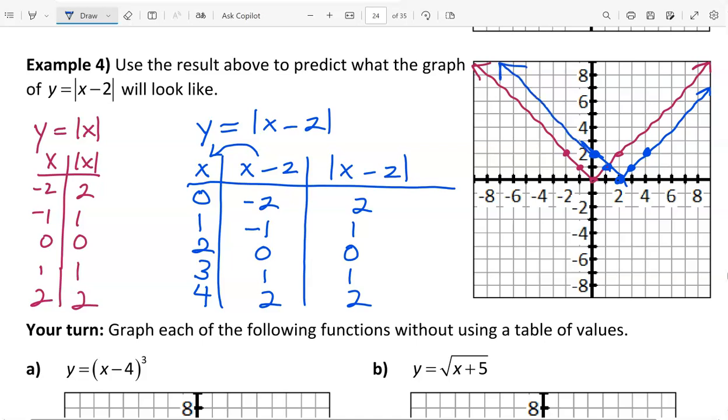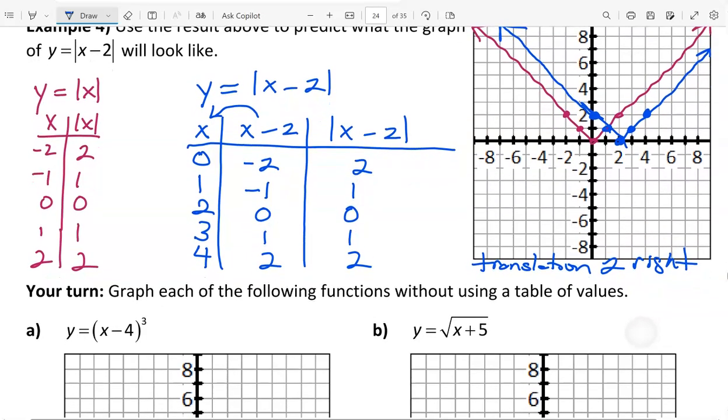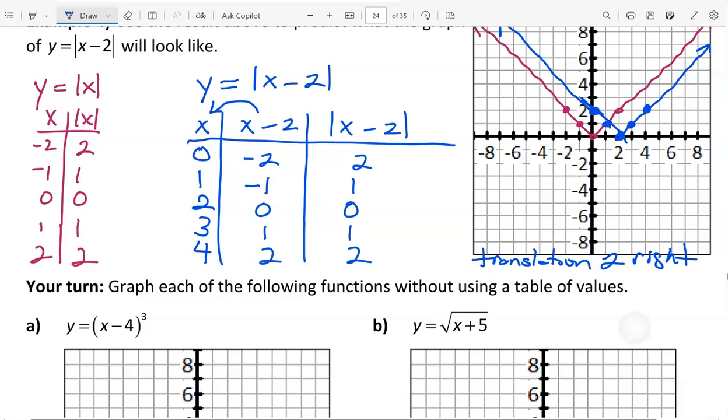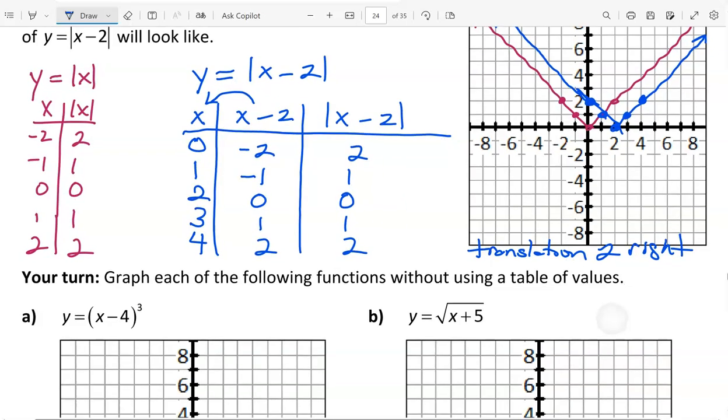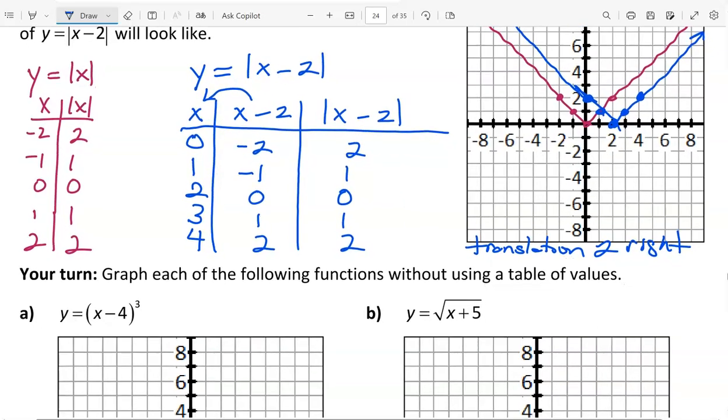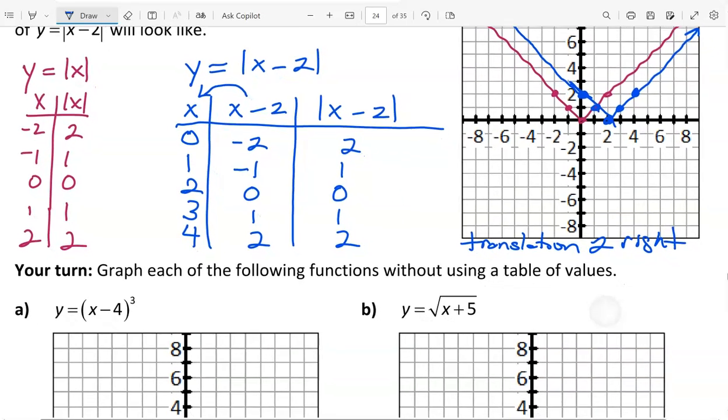That may seem a little bit counterintuitive, but when we're working with inputs, the direction effect is opposite of what you might expect, because we have to undo the operation of minus 2 in order to find our x values.